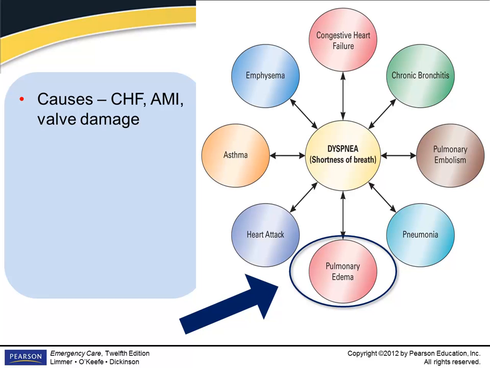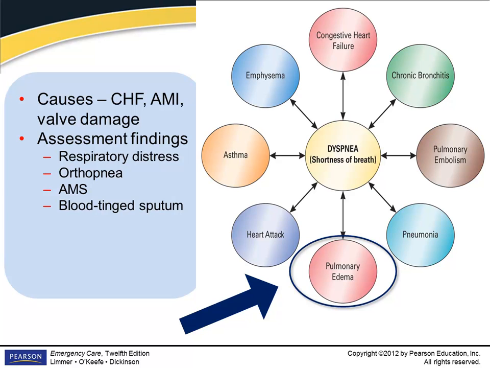So anyway, we were talking about pulmonary edema. A cause of pulmonary edema is congestive heart failure. What's AMI? Acute myocardial infarction. They may have valve damage. If they have positional dyspnea, then pulmonary edema is something I'm going to think about. Remember nocturnal dyspnea? Remember we talked about that? It's usually pulmonary edema. It's going to be fluid in the lungs.